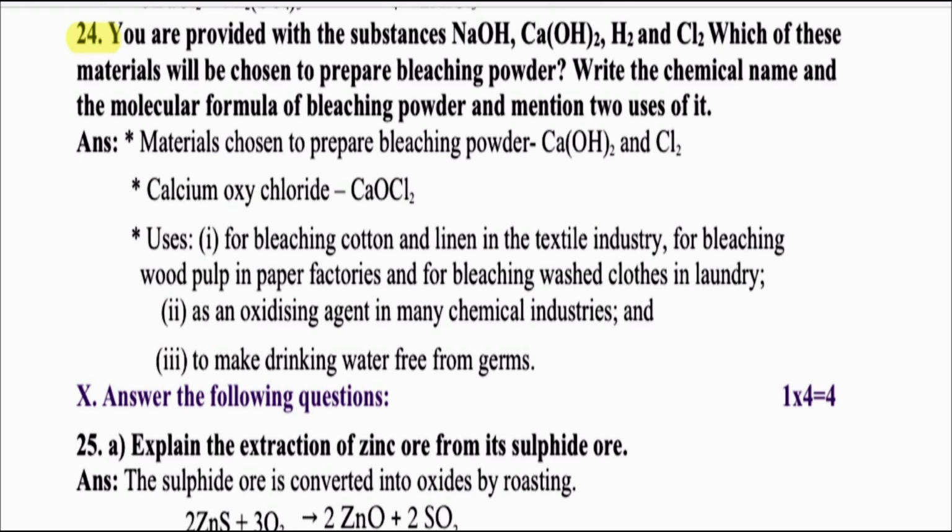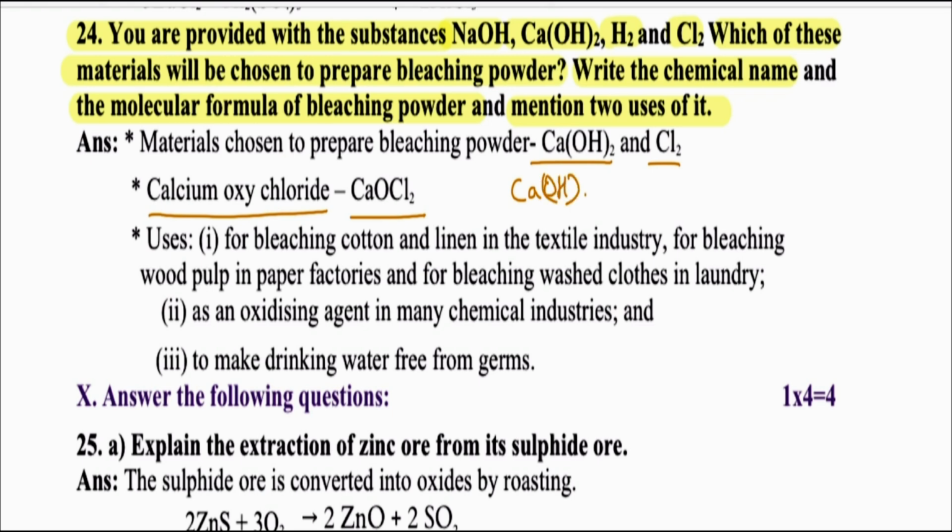Question number 24. You are provided with substances NaOH, Ca(OH)2, H2, Cl2. Which of these materials will be chosen to prepare bleaching powder? Write the chemical name and the molecular formula of bleaching powder and mention 2 uses of it. The materials which we choose are Ca(OH)2 and Cl2, and chemical name is calcium oxychloride and molecular formula is CaOCl2.